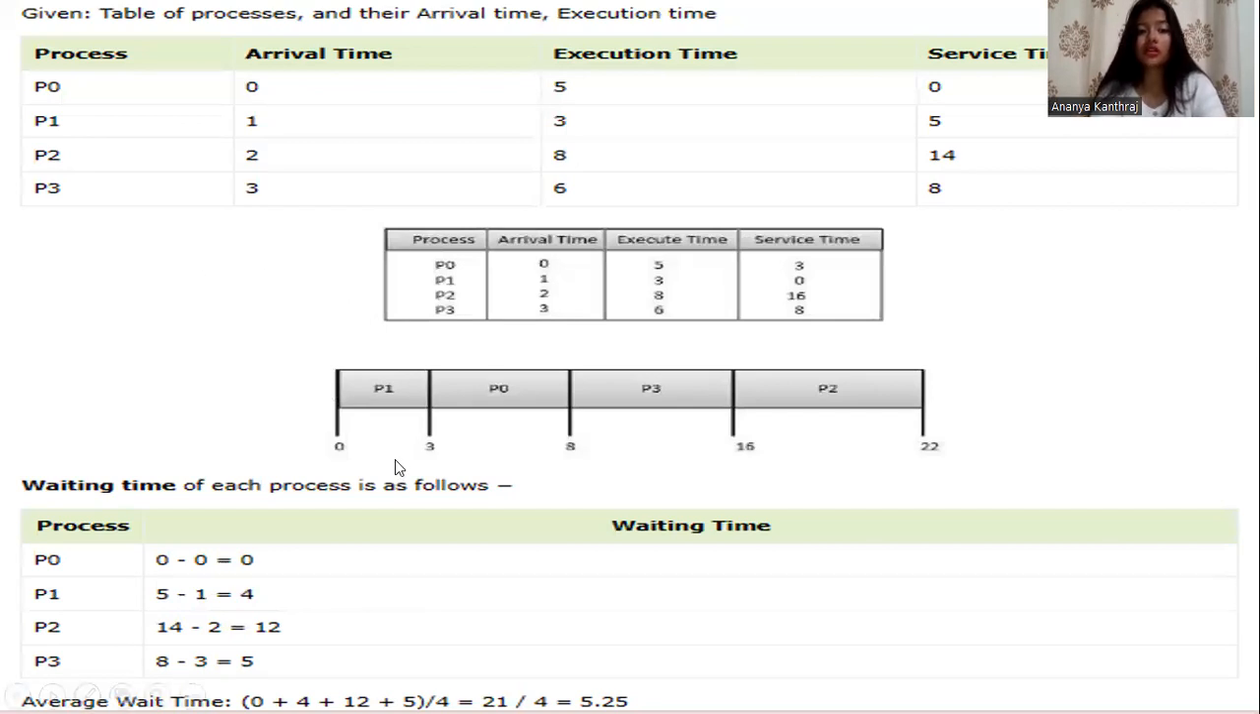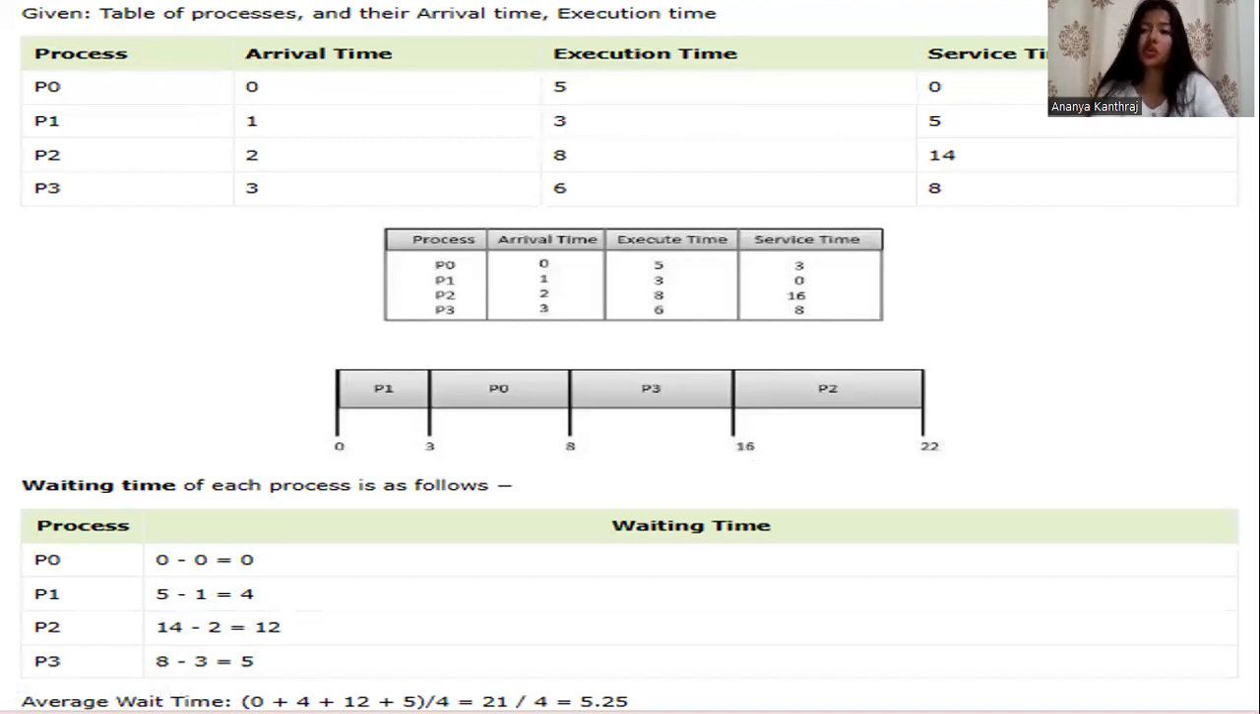Before calculating the waiting time, we are supposed to draw the required graph. Here is the timeline, which includes the processes from 0 to 3, which has the least arrival time, then 3 to 8, then 8 to 16, and 16 to 22. Later, calculating the waiting time, P0 is 0, P1 is 4, that is 5 minus 1, P2 is 14 minus 2, which is 12, and P3 is 8 minus 3, which is 5 seconds.